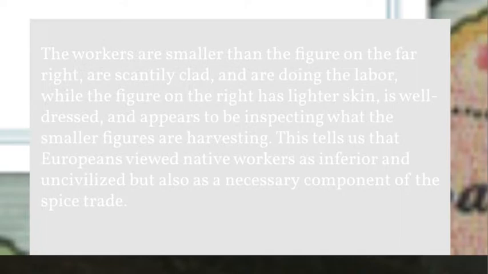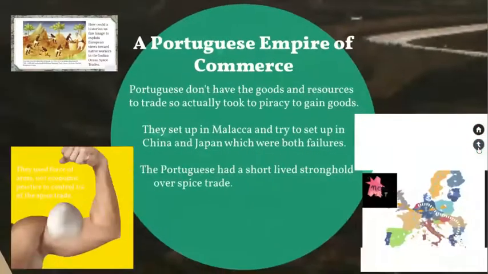The workers are smaller than the figures on the far left and the far right. They're scantily clad. They are doing the labor, while the figure in the upper right has lighter skin, is well dressed, and appears to be inspecting what the smaller figures are harvesting. This tells us that Europeans viewed native workers as inferior and uncivilized, but also as a necessary component of the spice trade. So that is what we get out of that image.